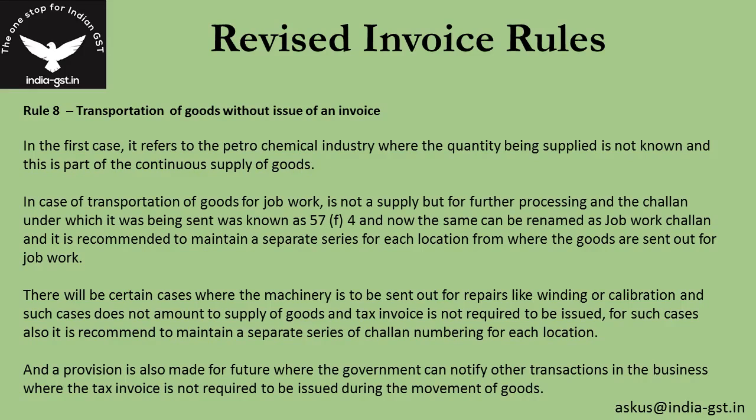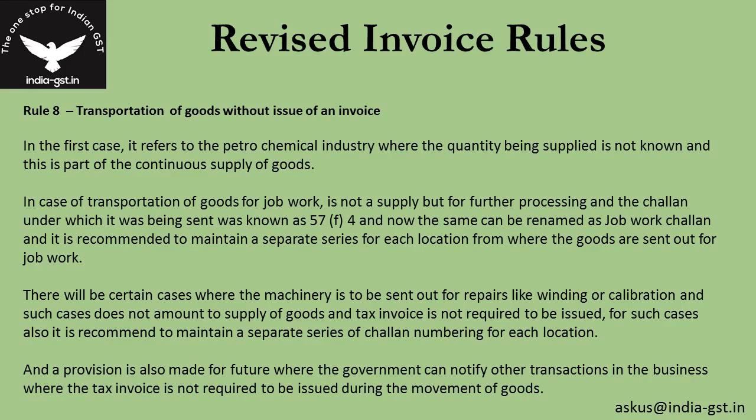In case of transportation of goods for job work, it is not a supply but for further processing, and the challan under which it was being sent was known as 57F4, and now the same can be renamed as job work challan, and it is recommended to maintain a separate series for each location from where the goods are sent out for job work.